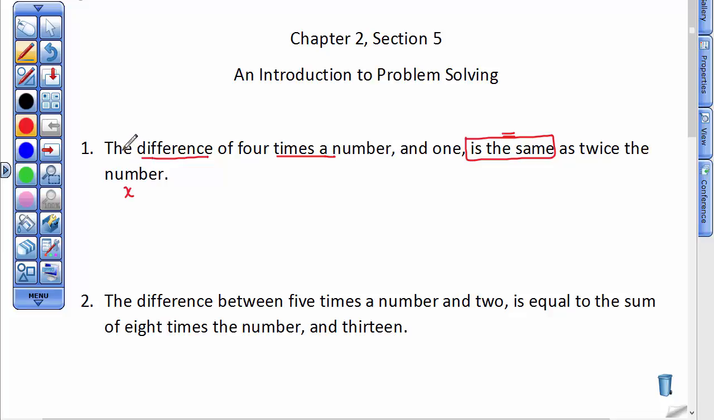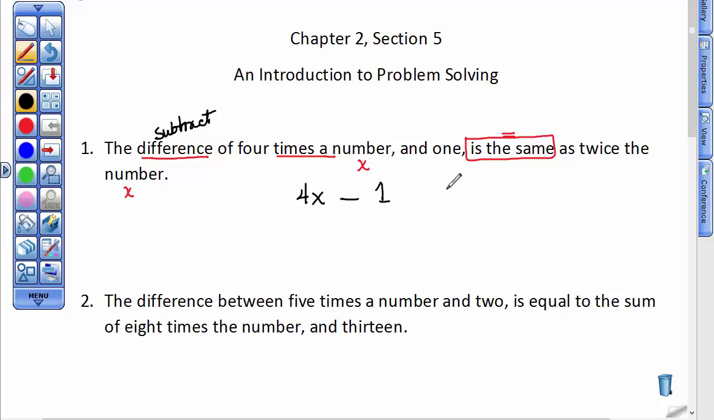So anyway, if we read this sentence again, the difference of 4 times a number, which we're going to call the letter x, and 1 is the same as twice the number. So again, difference means to subtract. So the difference of 4 times a number and 1. So subtract 1. It says find the difference of these two things, 4 times a number and 1.